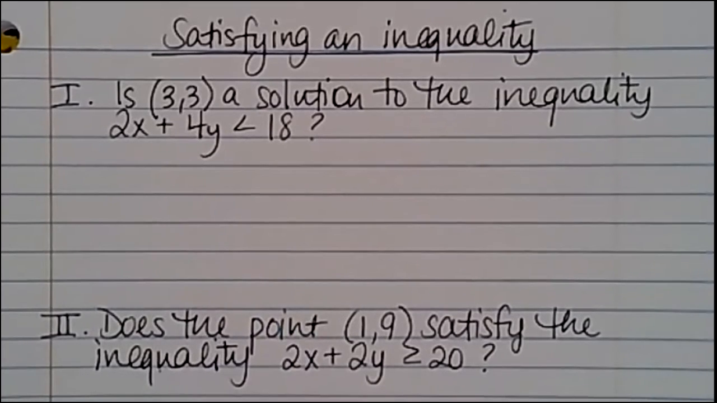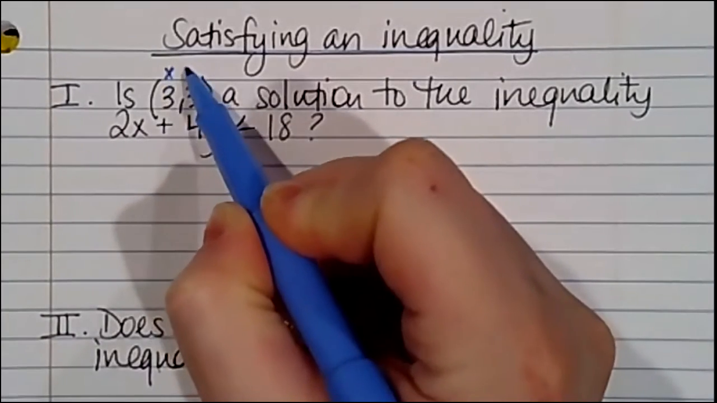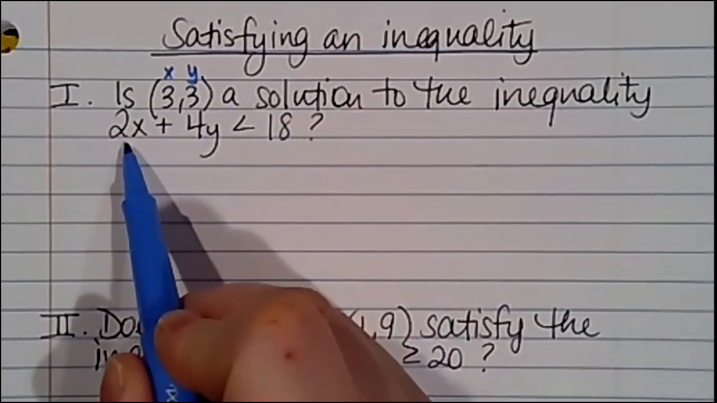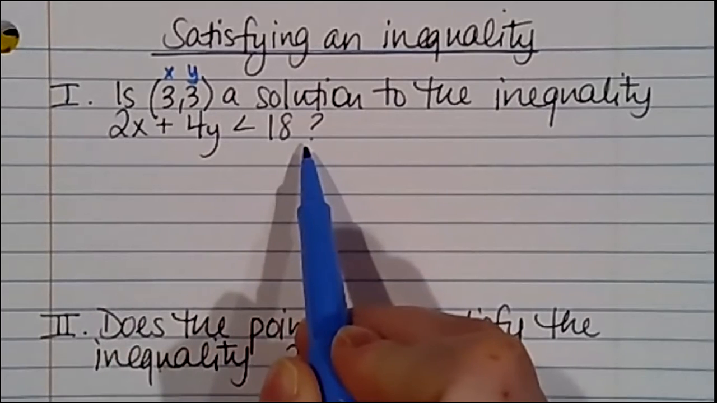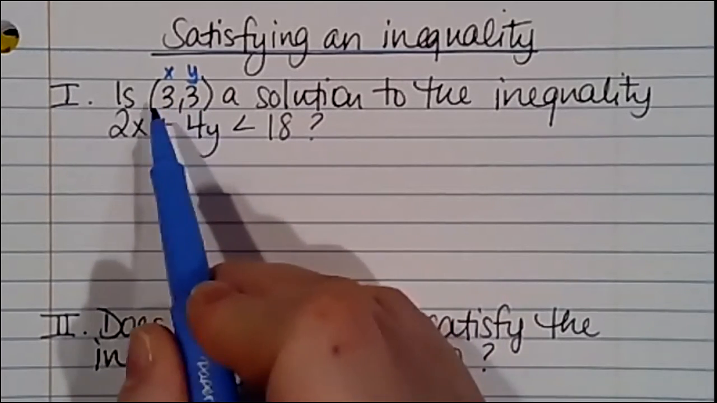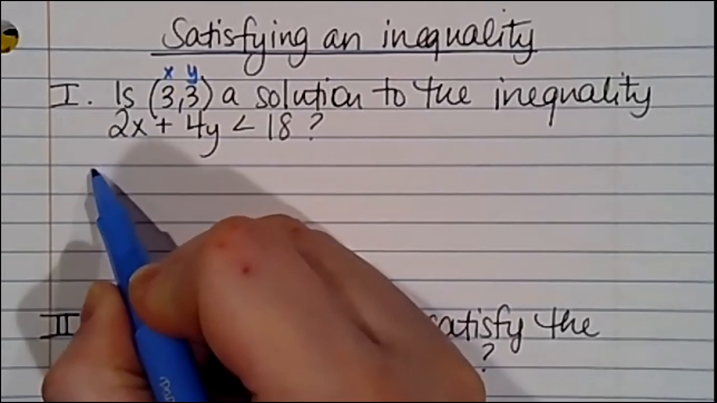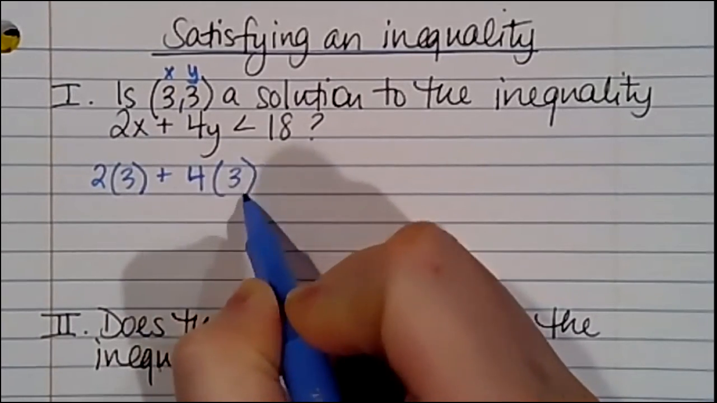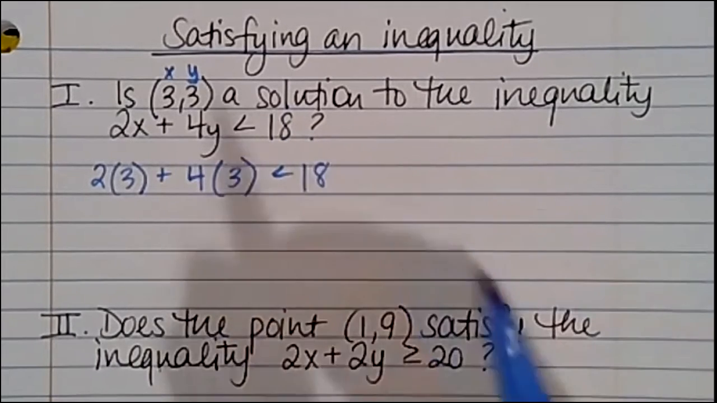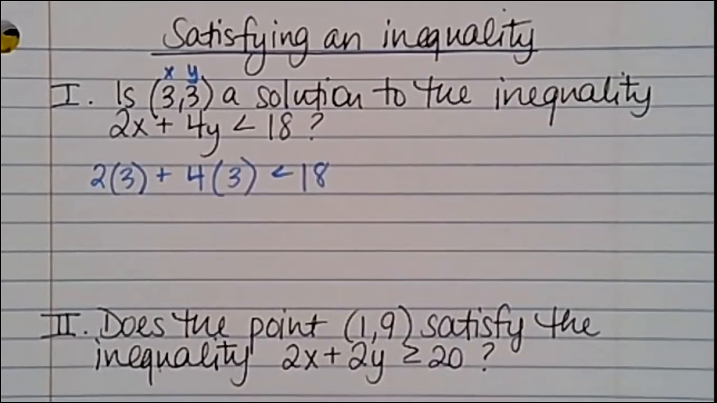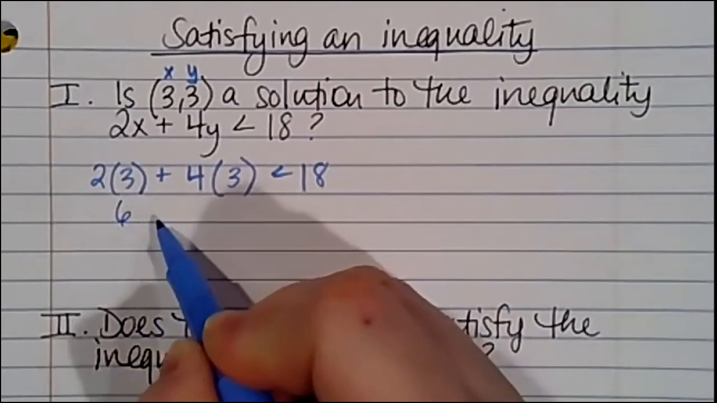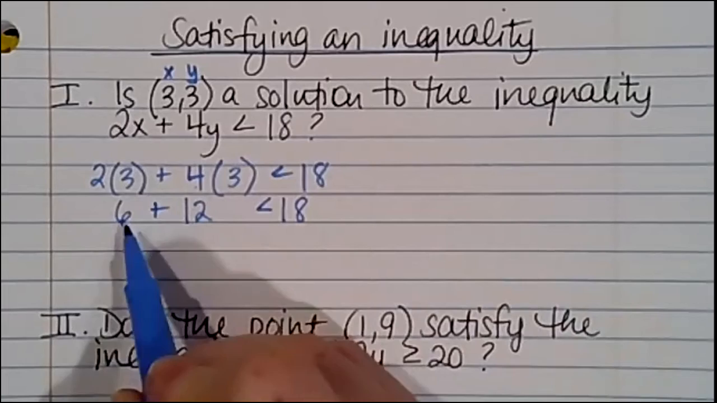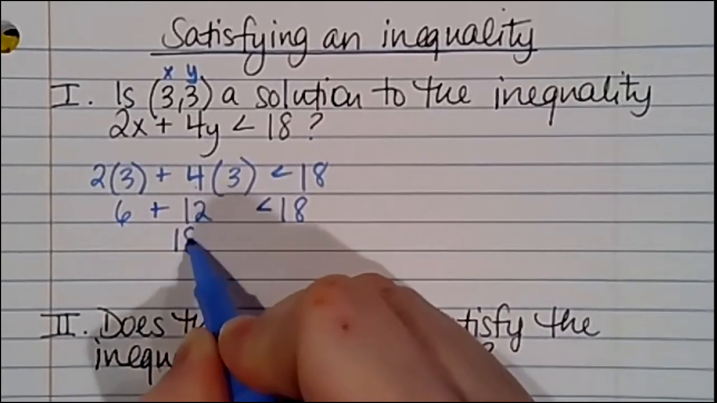So I'm gonna identify my x and my y. This is my x and this is my y right here, okay? So the inequality is 2x plus 4y is less than 18. I'm going to substitute those numbers in accordingly. So it's going to be 2 times 3 plus 4 times 3 is less than 18, right? And then you're going to do your order of operations. So 2 times 3 is 6, 4 times 3 is 12. 6 plus 12 is 18.